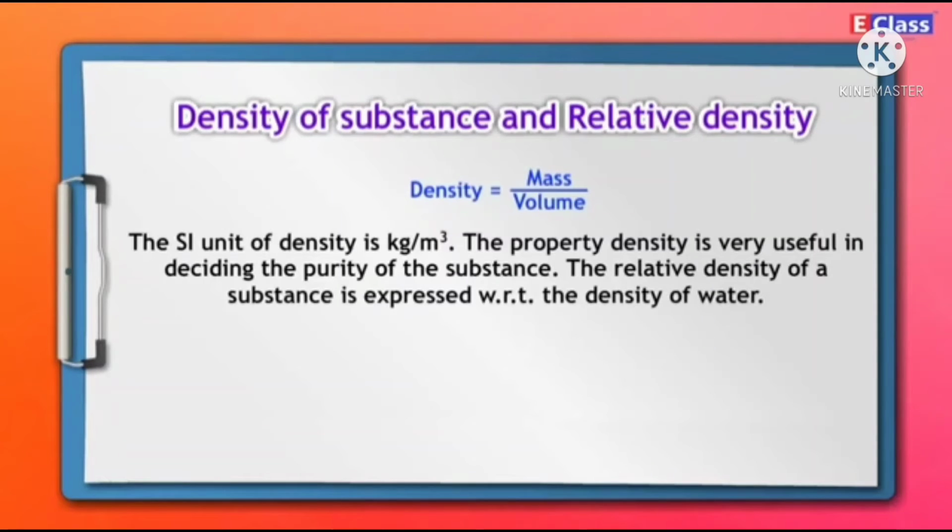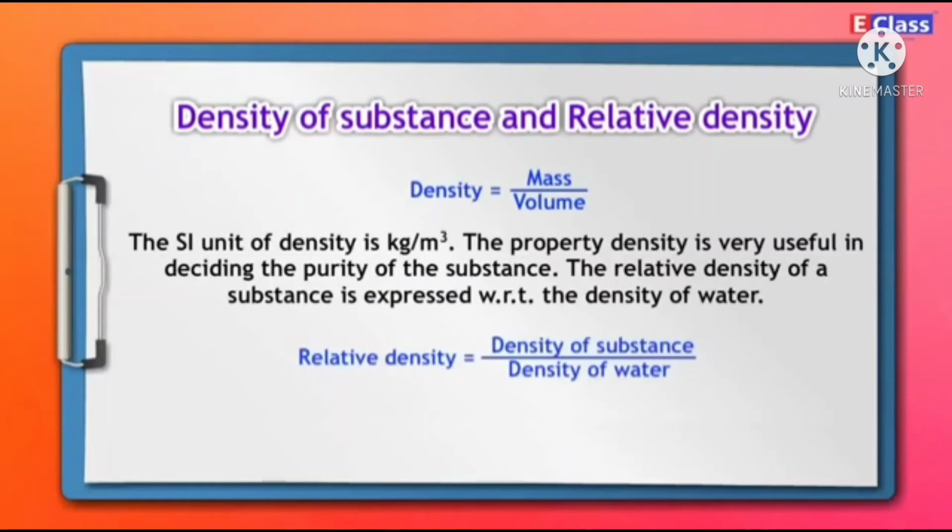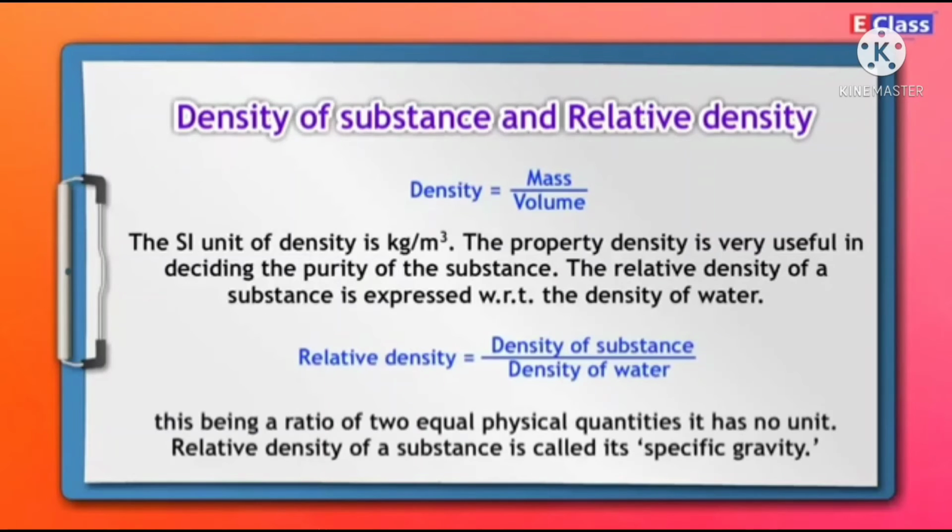So, the relative density of a substance is expressed with respect to the density of water. Relative density is equal to density of substance upon density of water. This being the ratio of two equal physical quantities, it has no unit and it is also called specific gravity.